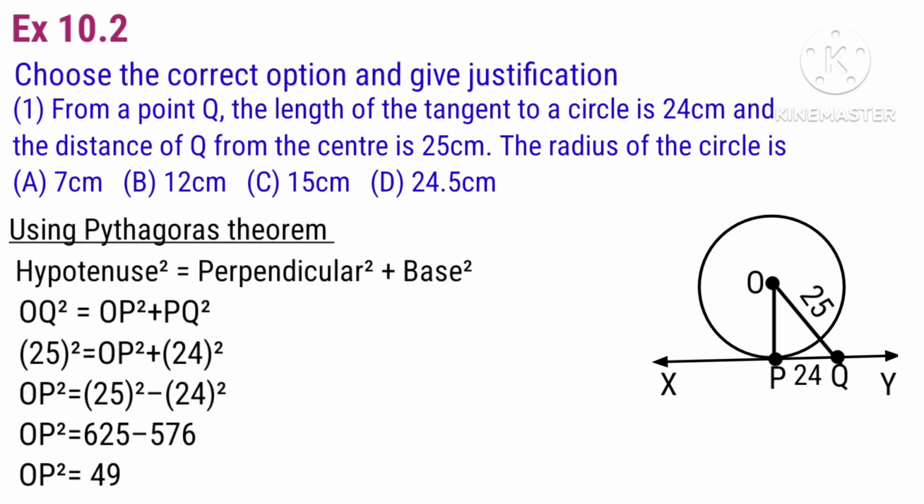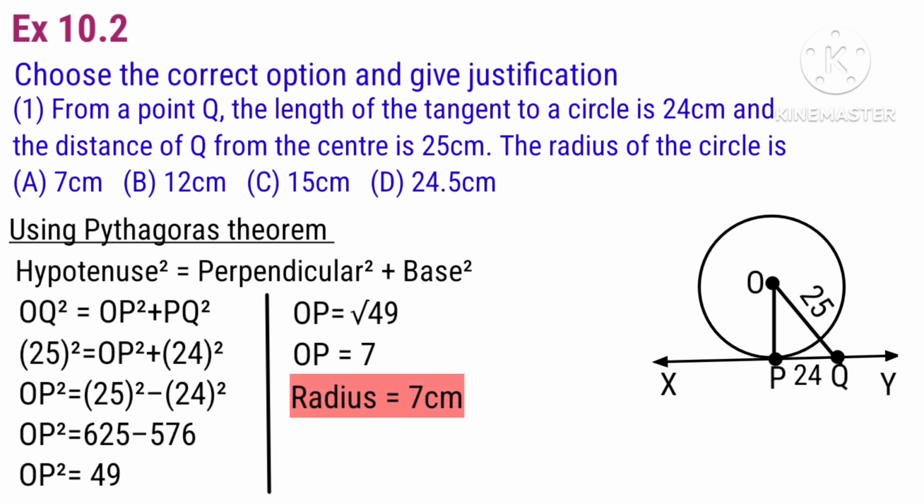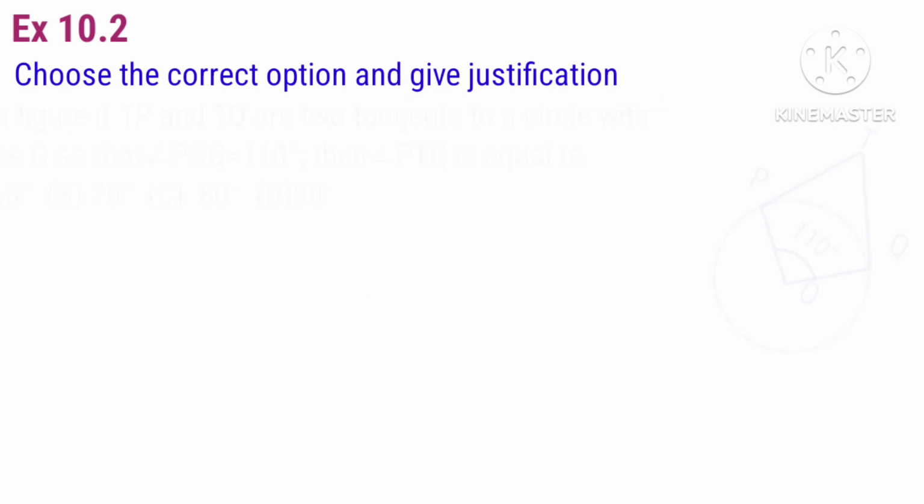When we substitute the value, we'll get 25 square is equal to OP square plus 24 square. So we'll get OP square is equal to 25 square minus 24 square. That is OP square is equal to 625 minus 576. So OP square is equal to 49. When we take square to the other side, we'll get OP is equal to square root of 49. So OP is equal to 7 centimeter. Hence radius is equal to 7 centimeter. We'll move on to our next question.